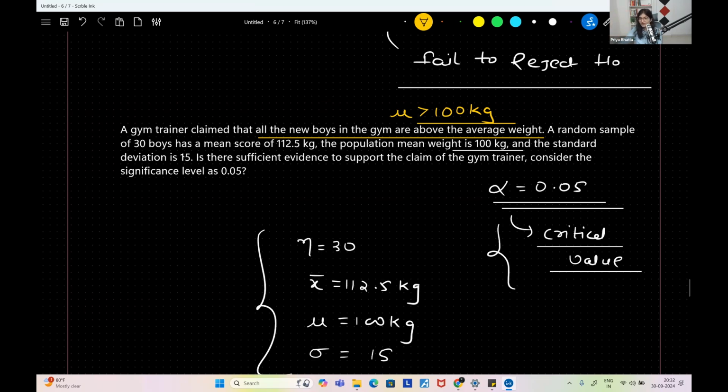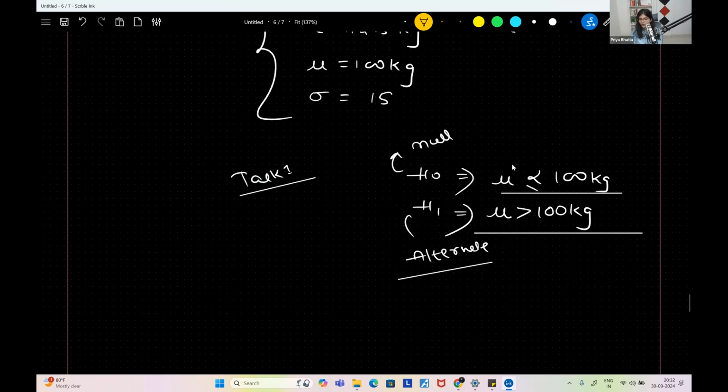So if you observe, this is what is told by the gym trainer, that the value of mu is more than 100 kg. What is the vice versa thing for that? It will be either less than or equal to 100 kg. In maximum instances, always remember the null hypothesis is the one where you will have an equivalent symbol. So either the weight will be equal to 100 kg or less than that. This is the initial judgment.